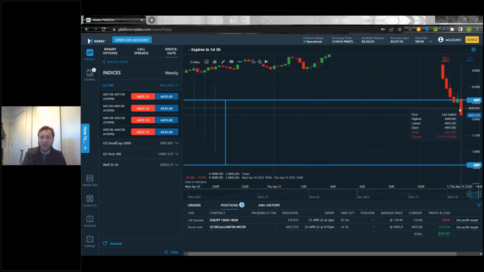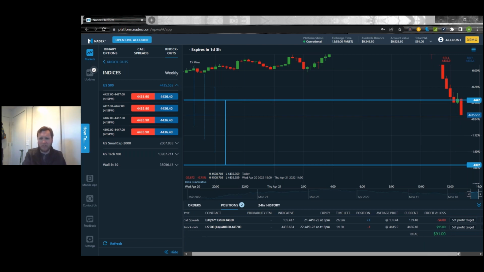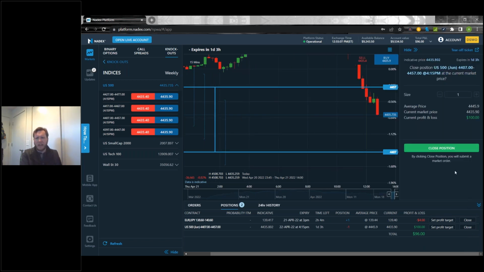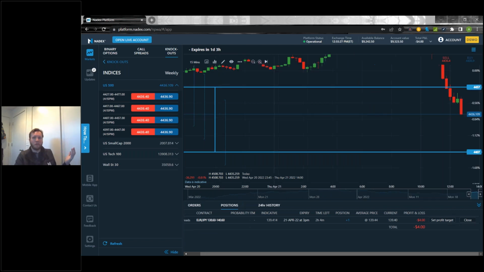So this big old red candle went against our buy side one, but hey, we're still running on the sell side. We have our 94, and let's say I just want to get out of this. You can use this close button right here. You can say close, and I can get out wherever I want. It's going to close you out at the best available market price, and it gives you the calculation here. Because we're on the sell side, if we subtract the average market price from the current market price, we get about $98. Let's say I just want to take my profit here, close position. We got out, and I made about $100 on that contract. So that is functionally how the knockouts work and how those call spreads work.